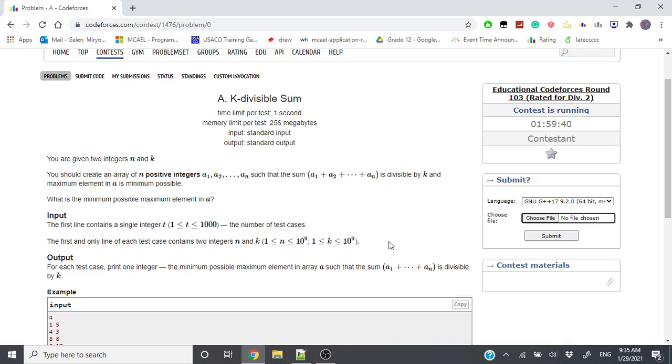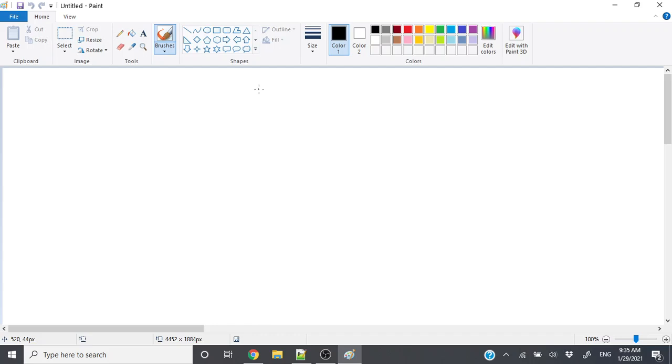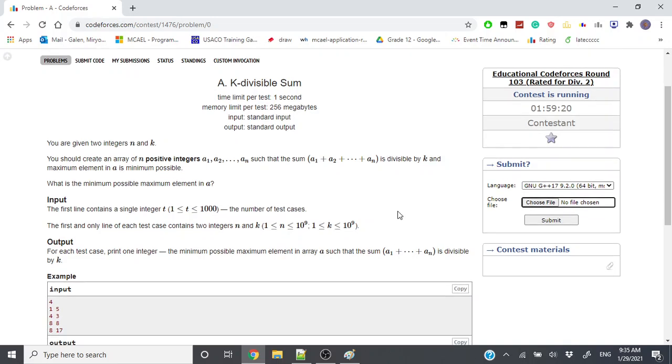Alright, create an array of n positive integers such that the sum is divisible by k and the maximum element is minimum possible. So we have a number n and a number k. We want the sum of the elements to be divisible by k and the maximum element to be minimum possible. Positive is kind of annoying.